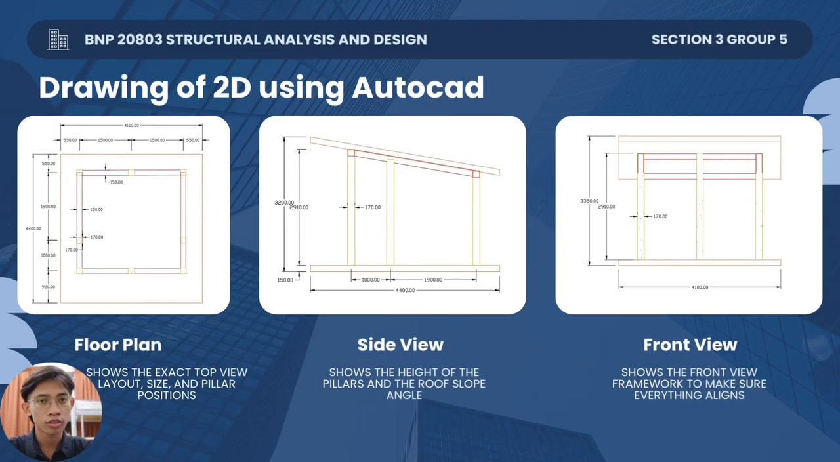Now for the drawing. First, we use AutoCAD to draw the 2D plan, so we have the exact measurements. On the left is the floor plan. It shows the top view, the size of the area and where the columns are placed. In the middle is the side view. This shows how tall the columns are and the angle of the roof slope. On the right is the front view. This ensures all the frames align properly from the front.